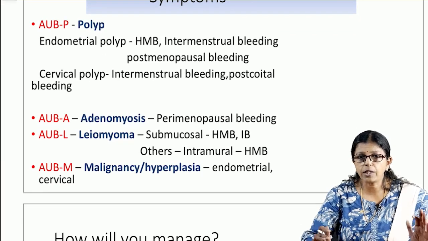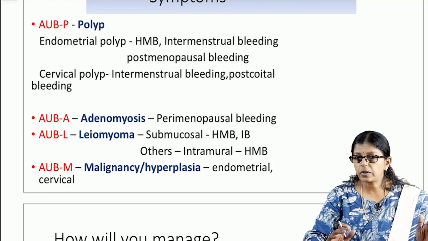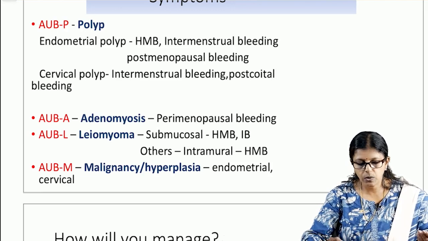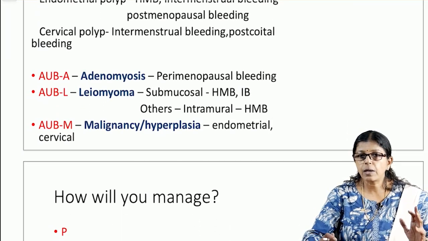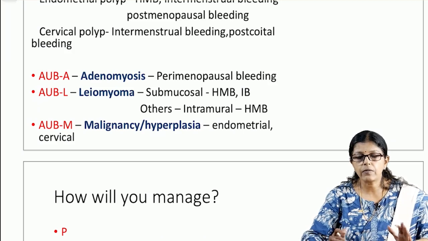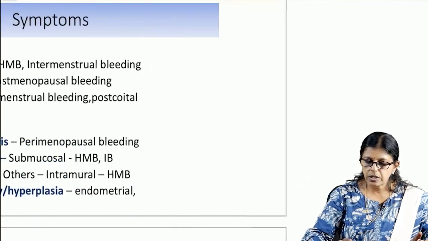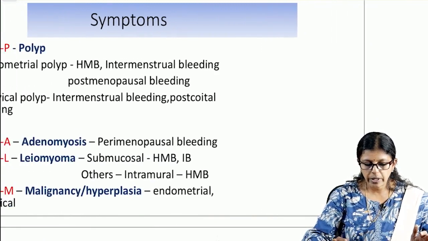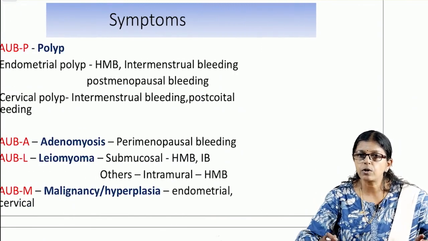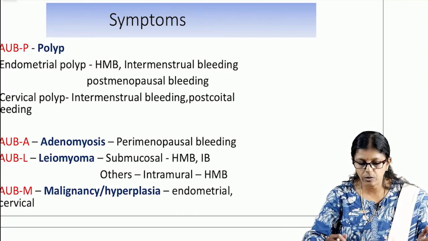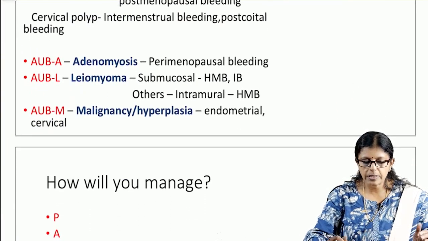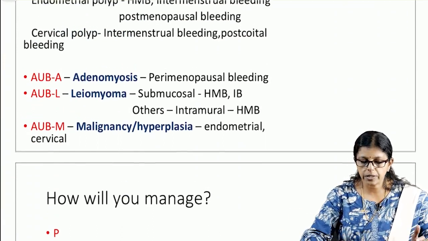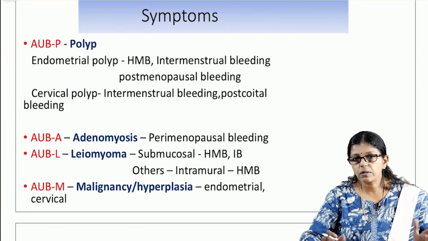If it is AUB-A, adenomyosis, this lady is likely to be in the perimenopausal age group with dysmenorrhea, heavy bleeding and so on. If it's a leiomyoma, if it is submucosal, then the patient is likely to have heavy menstrual bleeding. I told you earlier, if it is a submucosal leiomyoma near the endometrial cavity, there is likely to be heavy menstrual bleeding. But if it is an intramural or a subserous myoma, there is likely to be more pain, maybe dysmenorrhea. And then of course malignancy, which could be endometrial or cervical. There could be irregular bleeding and associated general symptoms like weight loss, loss of appetite.